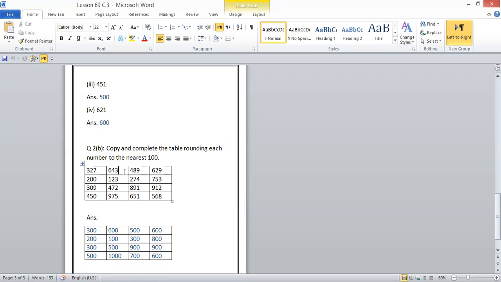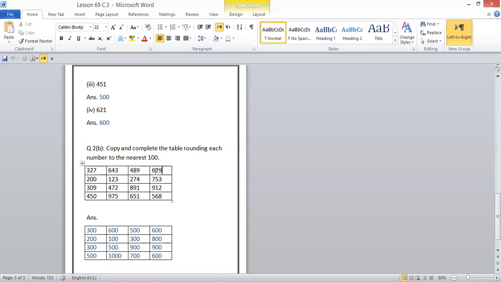Round off, copy the table and round off all numbers to the nearest 100. So 327: on the tens, the number before 100 is 2, so you will not change 3. 3 with 2 zeros, 300. 643, 600 or 700? 4 is less than 5, so you will not change 6. It will be 600. 489, 400 or 500? You will check the number. That 8 is bigger than 5, so you will change the number 4. It becomes 5 and 2 zeros, 500.